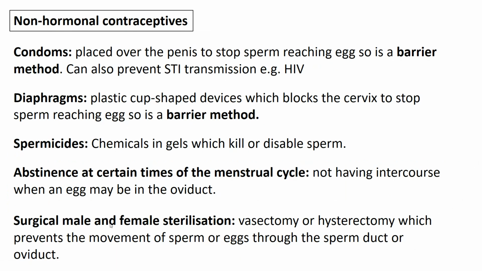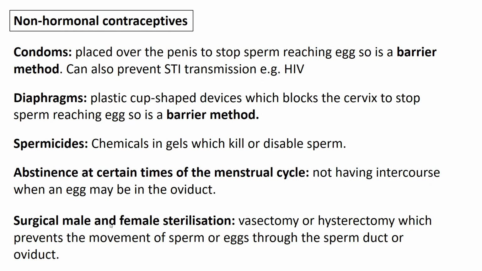There are other non-hormonal methods of contraceptives. Obviously, you'll be aware of a lot of these from your personal development lessons. So you'll see condoms are very effective at preventing sperm reaching the egg. So that's a barrier method, and they're also very effective at reducing STIs and the transmission of diseases. Diaphragms are plastic cup-shaped devices which can block the cervix, so the sperm can't reach the egg. So again, it is a type of barrier method. Spermicides are chemicals which you can apply in a gel which kills sperm.